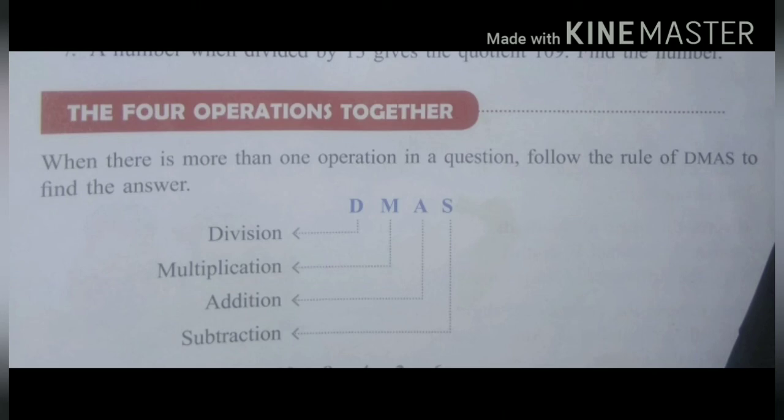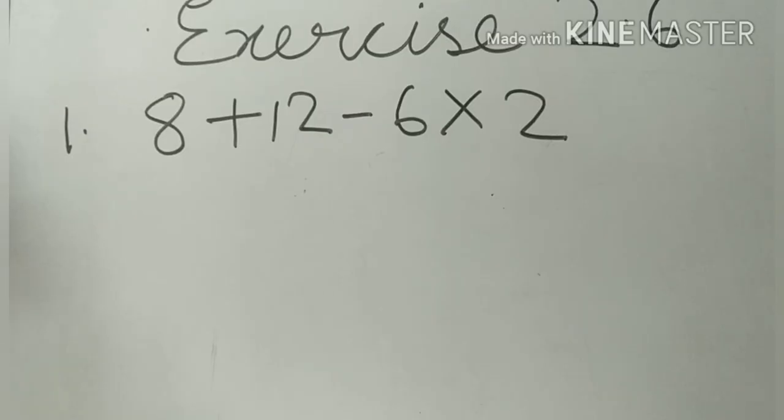Before starting the exercise 2.6, I'll explain you about the method of DMAS. Means when we have more than 2 or 3 operations in one sum, we apply this method. It means अगर एक ही सम में ज़्यादा ऑपरेशंस होते हैं प्लस माइनस इंटू डिवीज़न के, तो हम उसमें एक रूल फॉलो करते हैं जिसे DMAS मेथड बोला जाता है. तो ऐसे क्वेश्चंस में फर्स्ट वी डू डिवीज़न, देन मल्टीप्लाई, देन एडिशन एंड देन सब्ट्रैक्शन. ये हमें ऑर्डर फॉलो करना होता है.